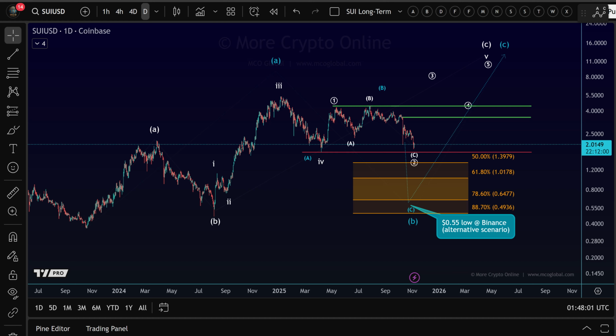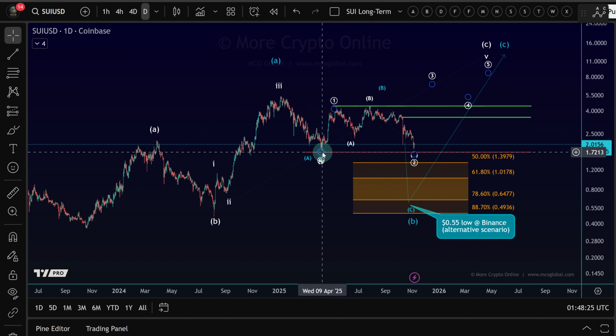I mean, I have to say it depends really on which exchange data we take the data from, because on the 10th of October, the Binance low formed around 55 cents, yeah. And Coinbase was up here. It was around $2, completely crazy.